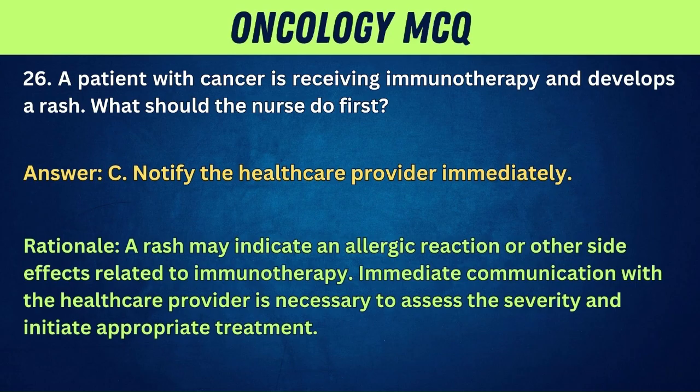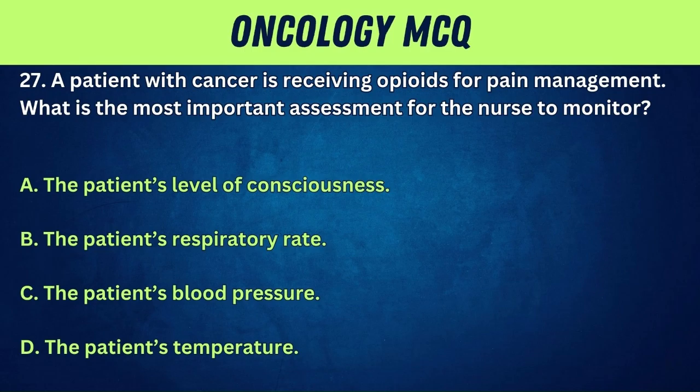Rationale: a rash may indicate an allergic reaction or other side effects related to immunotherapy. Immediate communication with the healthcare provider is necessary to assess the severity and initiate appropriate treatment. 27. A patient with cancer is receiving opioids for pain management. What is the most important assessment for the nurse to monitor?